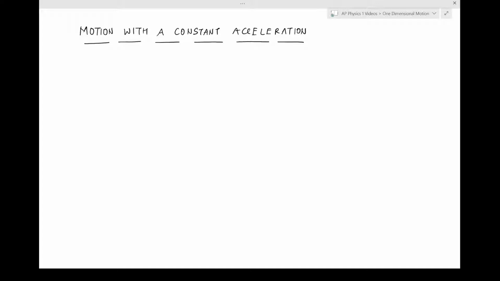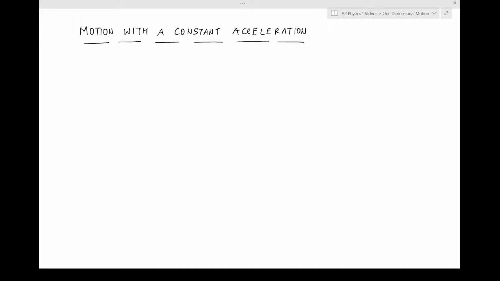We're now ready to start talking about motion with a constant acceleration. We've defined displacement, distance, velocity, acceleration. So let's move ahead. And what we'll do in this video is we're going to obtain the equations necessary to tackle problems that involve motion with a constant acceleration.